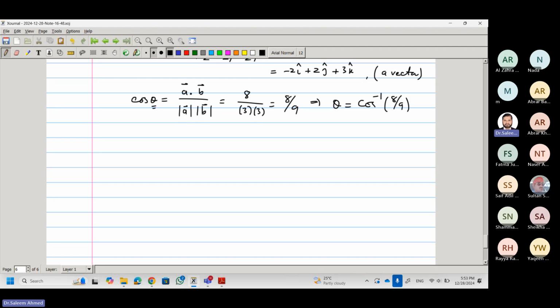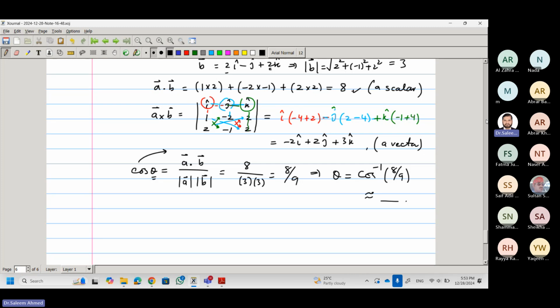Of course, I need theta, right? So I can send cosine to the other side. It becomes cosine inverse. So now you can use a calculator and write the angle between them. If you use a calculator, cosine inverse 8 by 9, it will give you some answer here. So that will be the angle between two vectors. So the dot product basically gives you the angle between two vectors. If these are A and B, the angle between them is theta.